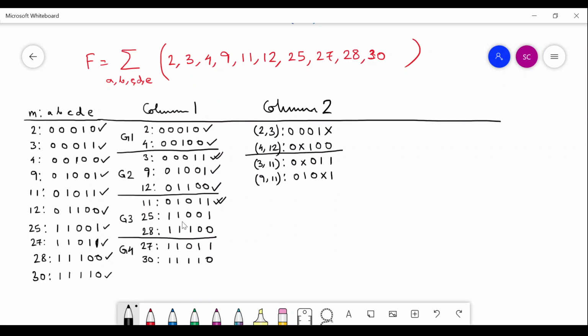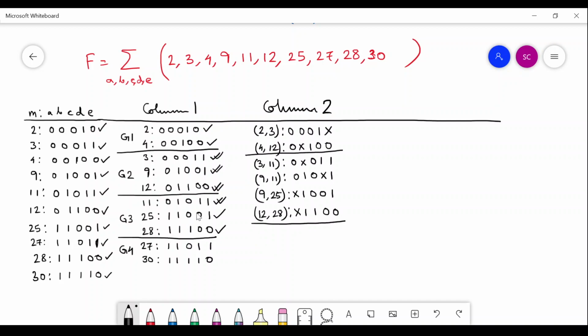Yes. Then again you can combine with 25. So 9 and 25 combine with each other, and you get x 1 0 0 1. Can it go with 28? No, it cannot. Then you look for 12. So 9 is done, then 12. 12, can it go with 11? No. With 25? No. With 28? Yes, 28 it can go. So you put a tick mark, 12 and 28: x 1 1 0 0. Everything is done between these two groups. So you end these combinations.